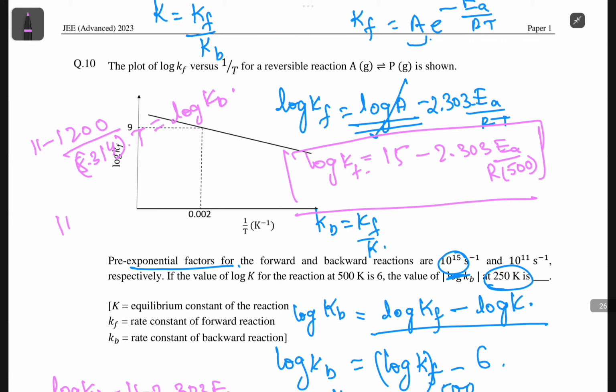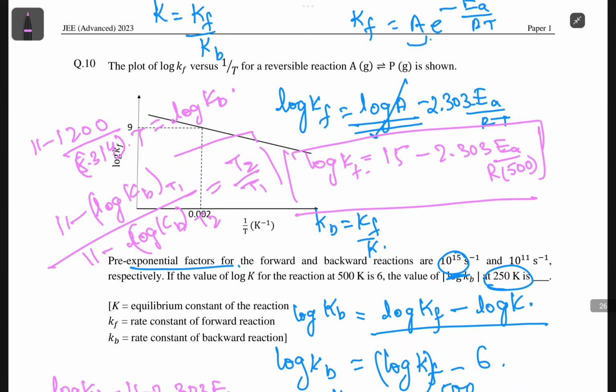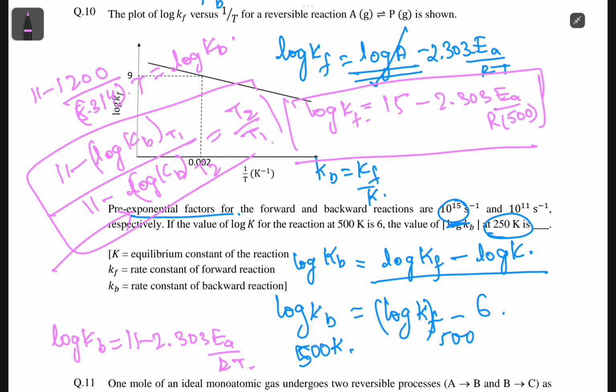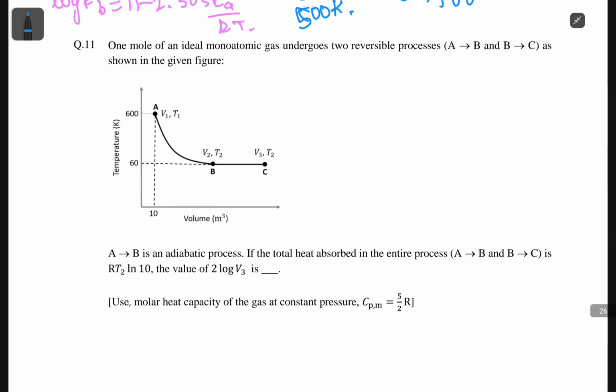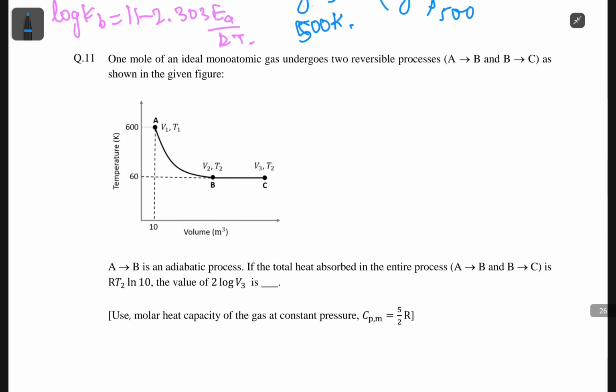So basically 11 minus log Kb at temperature 1 upon 11 minus log Kb at temperature 2 is equal to temperature 2 by temperature 1. And you can put this in and you should get the answer as 5. Okay, alright, let's move on to the next question.